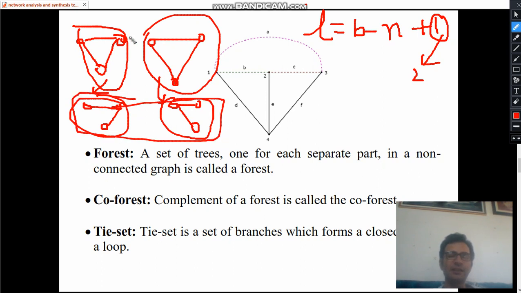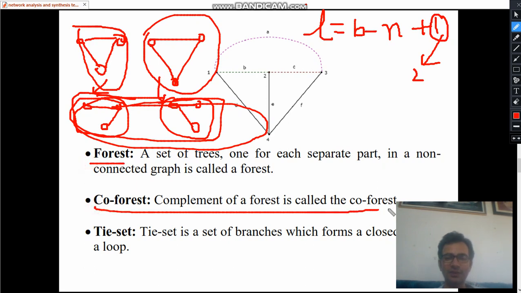So if there are n number of such separate parts, n number of trees will be there, one for each separate part, and all of them together will constitute a forest. What is co-forest? Complement of a forest is called the co-forest. Now this link and this link, they will constitute a co-forest.